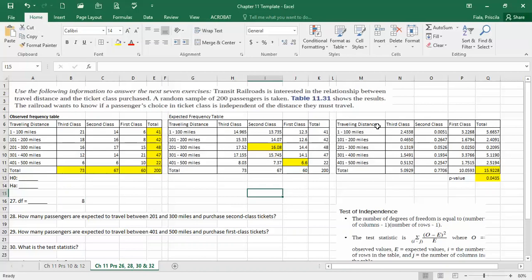And that's why I didn't want to go over the test of independence. And I am not going to put it on your final exam. Again, I'm not going to put it on your final exam.